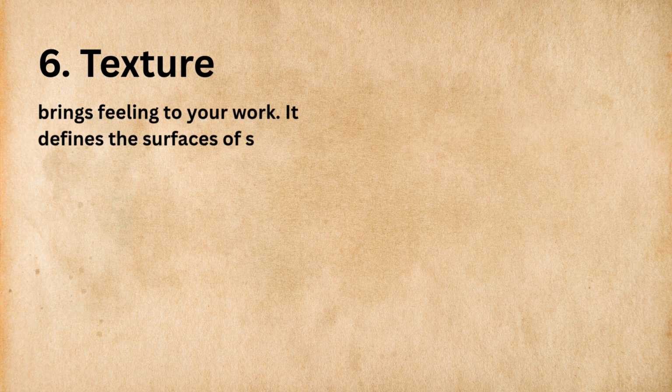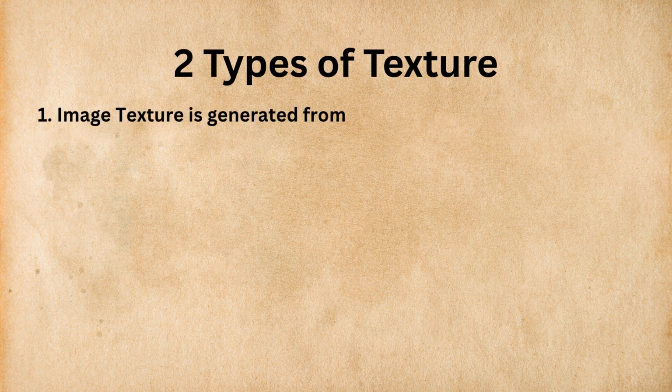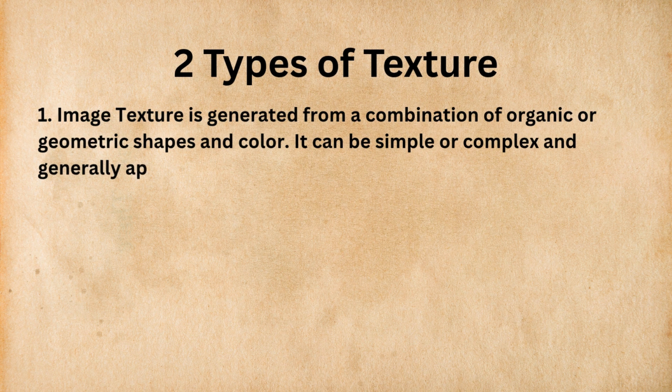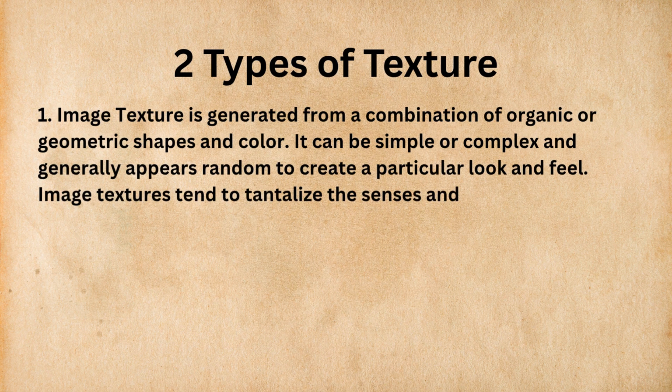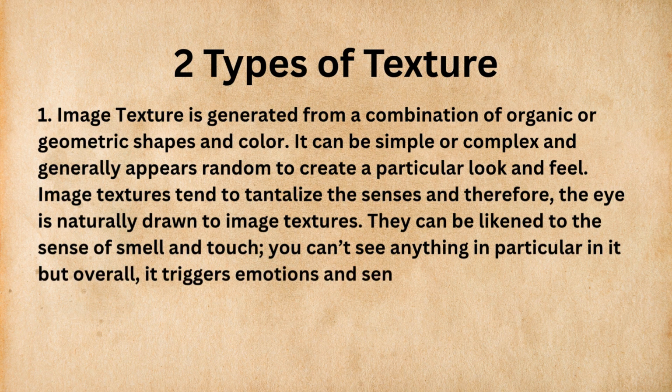6. Texture brings feeling to your work. It defines the surfaces of shapes and forms and allows us to imagine a vintage feeling or modern feeling. There are two types of texture: image texture and pattern texture. Number 1. Image texture. It is generated from a combination of organic or geometric shapes and color. It can be simple or complex and generally appears random to create a particular look and feel.